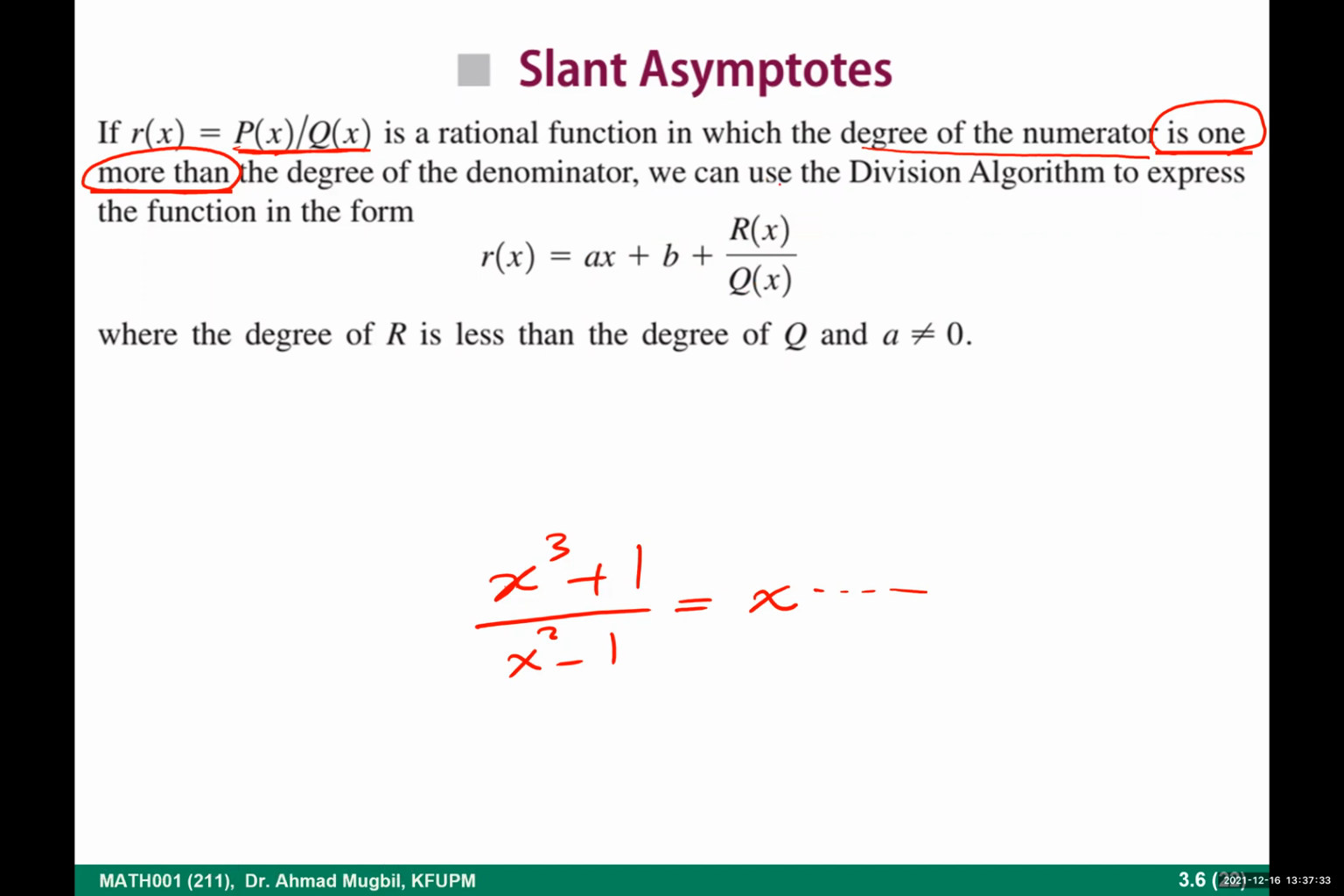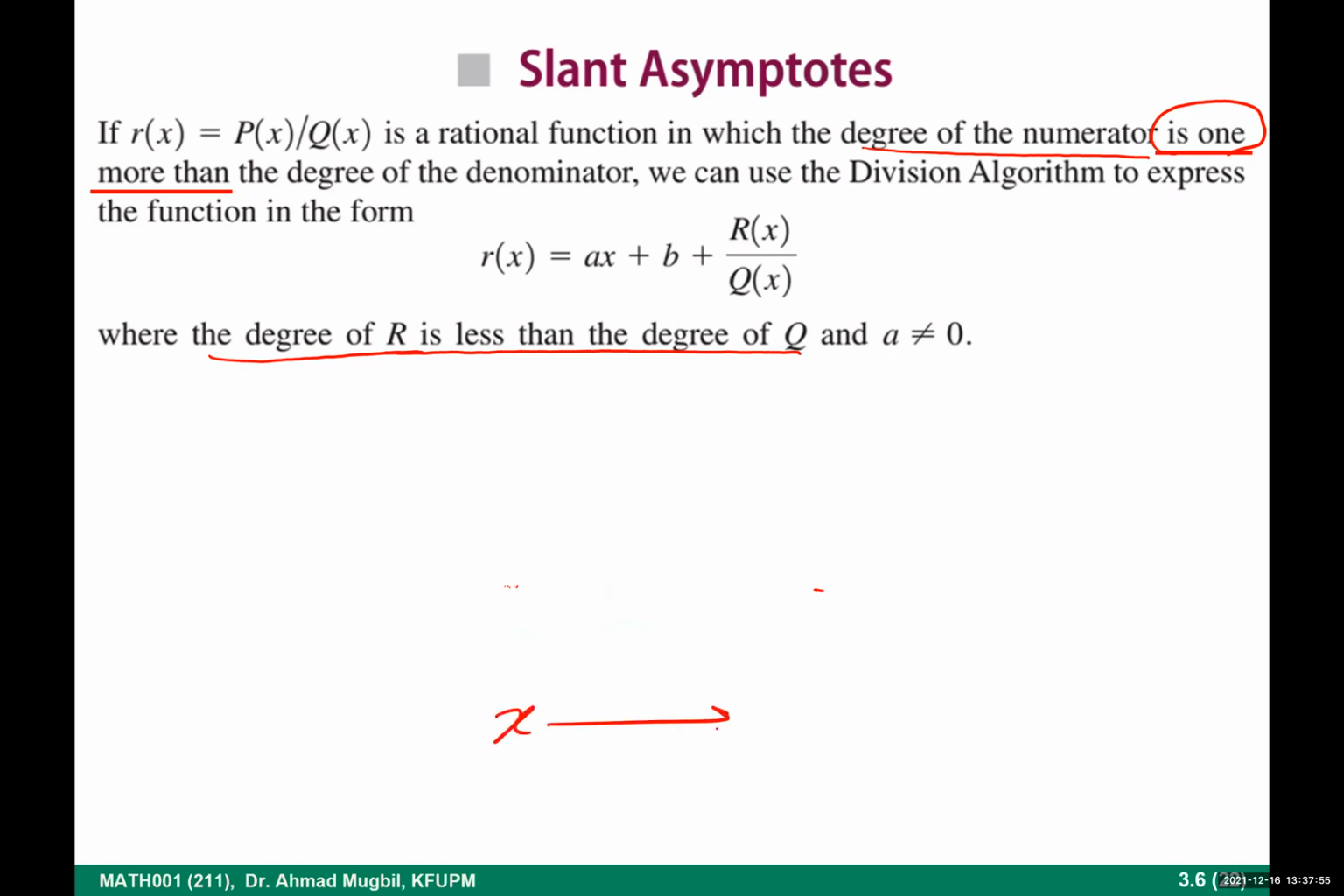Now, the degree of the remainder is always less than the degree of the divisor, right? And a is not 0. So we have a line because it comes from dividing the leading coefficient by the leading coefficient. Now, what will happen when we talk about the asymptote? When we talk about the asymptotes, guys, we talk about when x goes to what? To infinity or negative infinity. What will happen to this term when x goes to infinity or negative infinity?